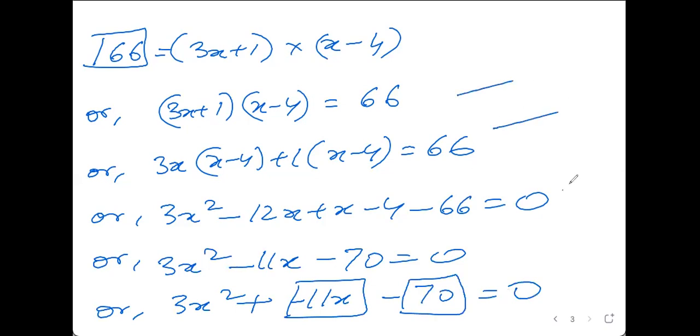So this, let's not do this in the rough. Let us do this in the fair. And wherever there is a fill in the blanks, we will write. And to proceed from here, we will go back to the previous step. So we will write, or 3x square minus 11x minus 70 equals 0. After that we will factorize.